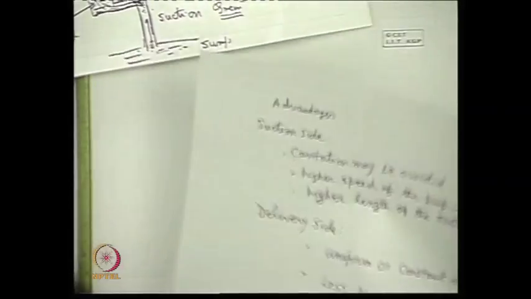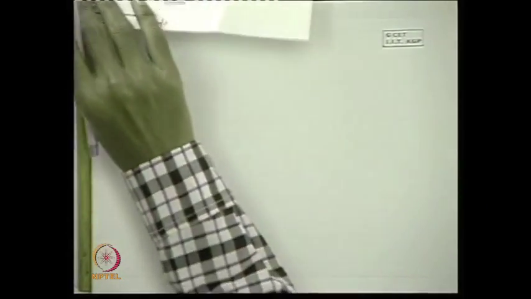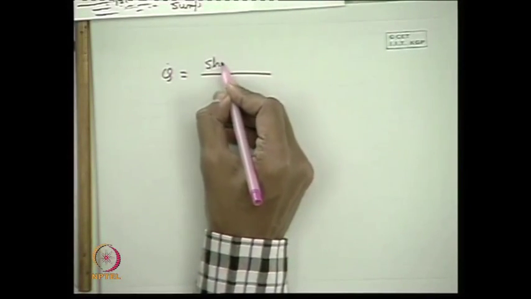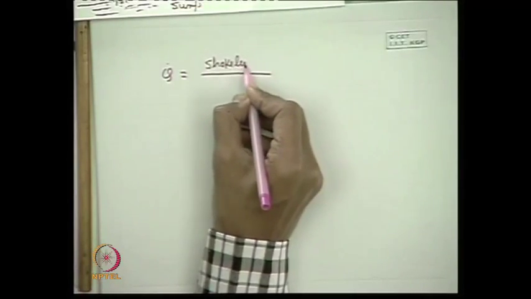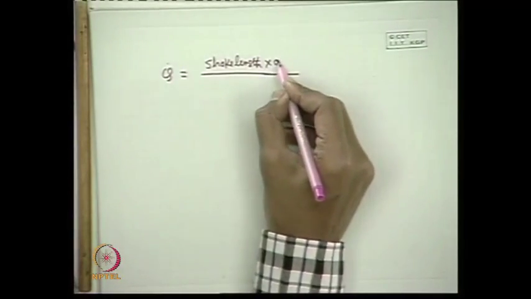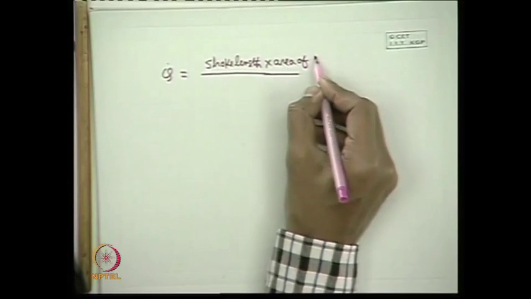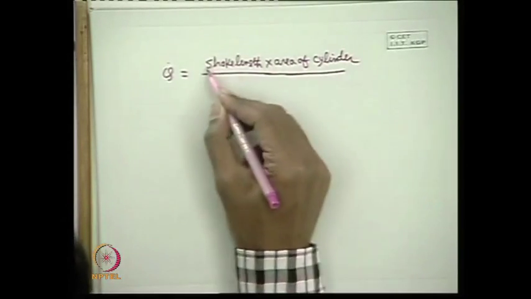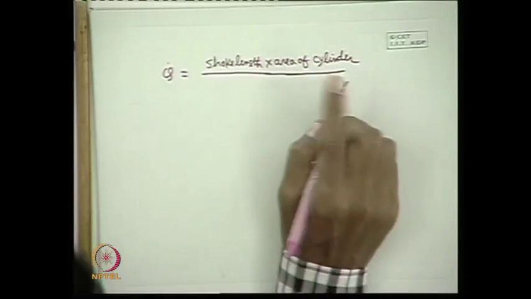Now, let us find out a very simple analytical expression for the flow of water from air vessels. Now, you see what is the mean discharge. The mean discharge is the stroke length into the area of the piston, or area of cylinder, same thing. This is the swept volume, the volume swept by the piston in one revolution.